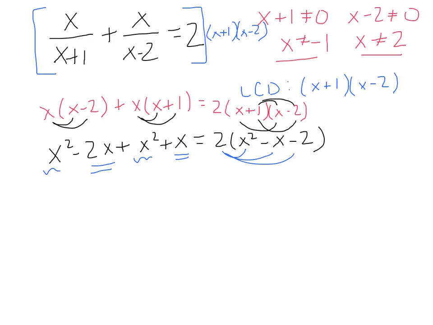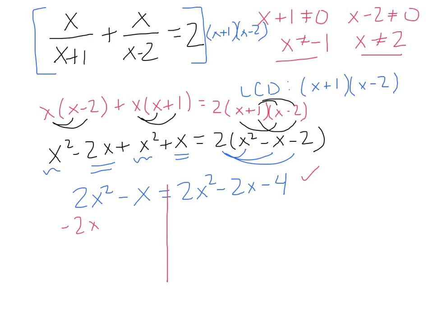So x squared and x squared leaves me with 2x squared on this side. And negative 2x and x leaves me with just minus x. Equals, on the other side, 2x squared minus 2x minus 4. Now, since this looks like it's going to be a quadratic equation, I'm going to try to get equals 0. You can get equals 0 on either side. I see that I have more stuff over here on the right, so I'm going to move the stuff on the left to over there.